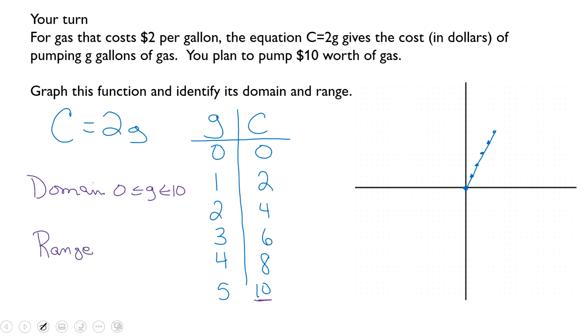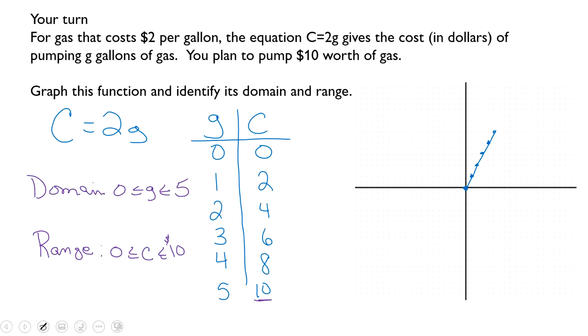And then our range again is our cost. Sorry, that's not 10, that should be 5. My mistake, again. Our cost is the dollars, so that again, that's 0 less than or equal to C, less than or equal to $10 as we look at our function.